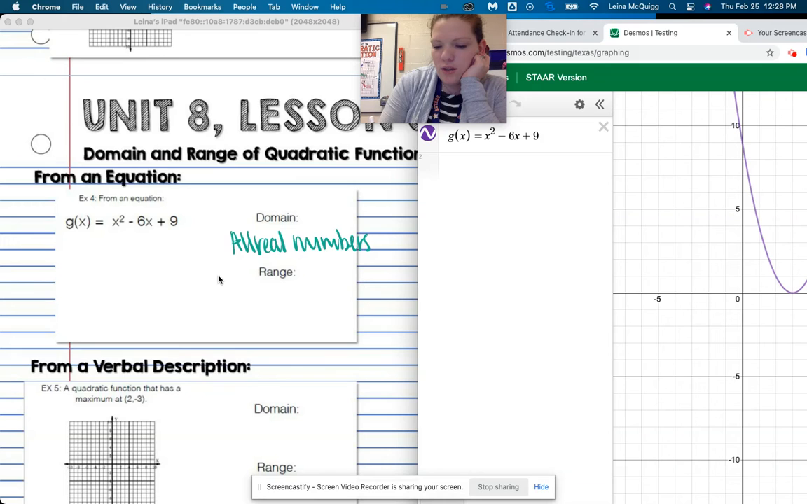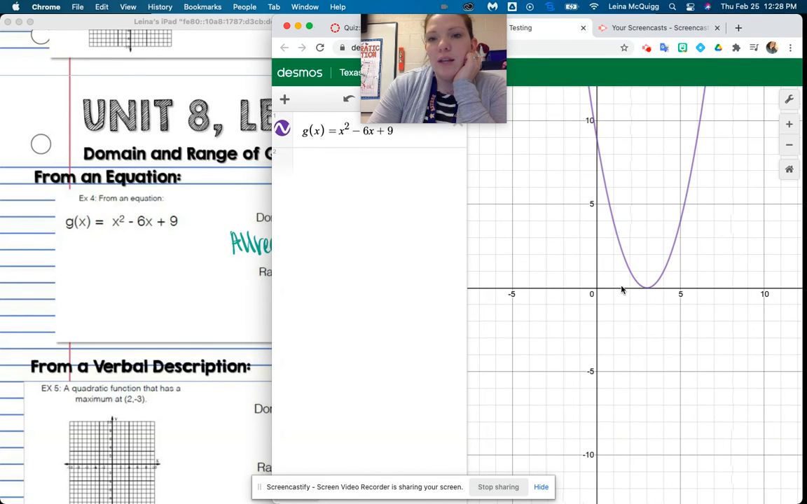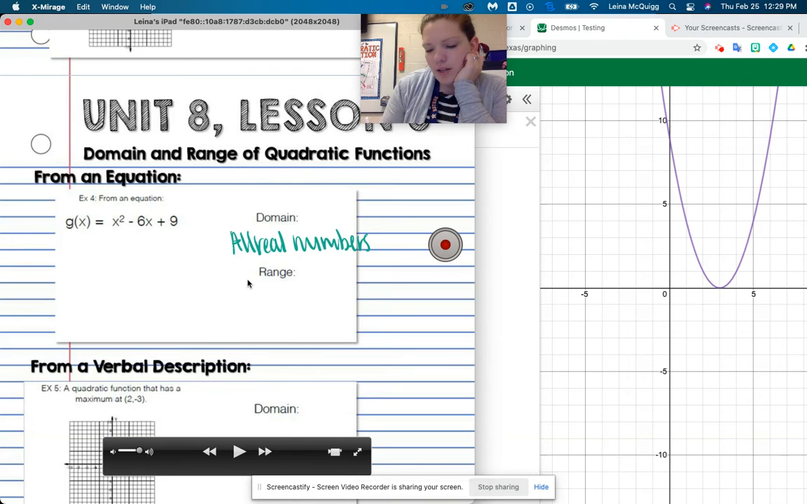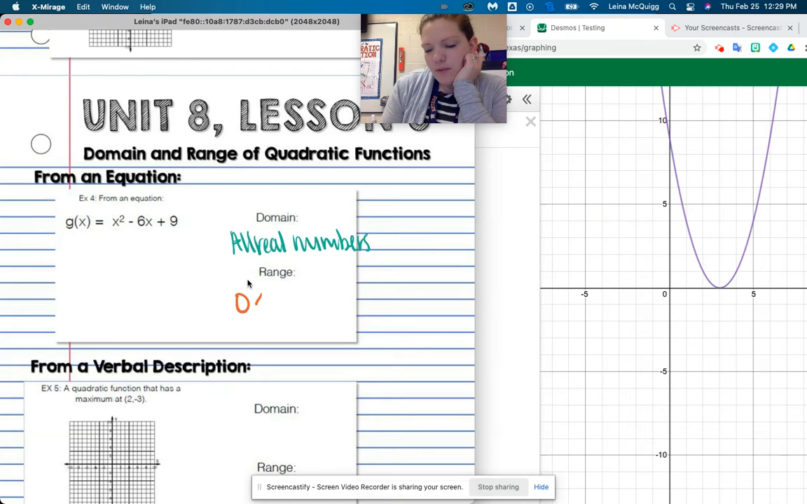Then my range is going to go from bottom to top. So I'm looking at the very bottom of this graph. My y value here is 0. And then I have arrows at the top, so it's going to keep going. This is a solid line. We have an equal sign, so it's going to be solid. So my range is going to be 0 less than or equal to y.